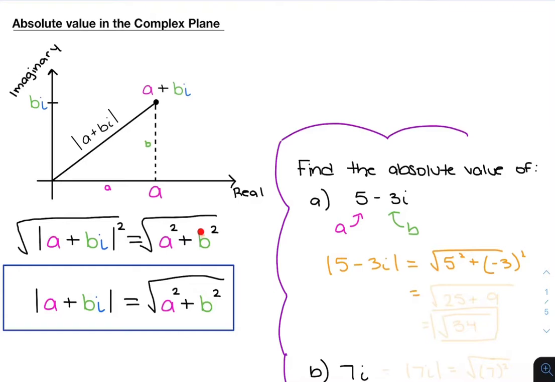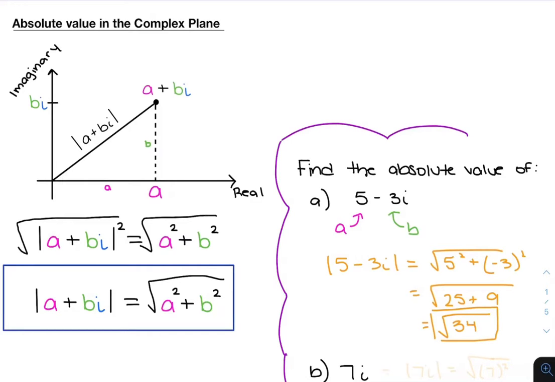So now let's just evaluate this. We have the square root of 5 squared, that's 25, plus negative 3 squared, that's 9. So we have 25 plus 9, and that is equal to the square root of 34. So the absolute value is just the square root of 34.